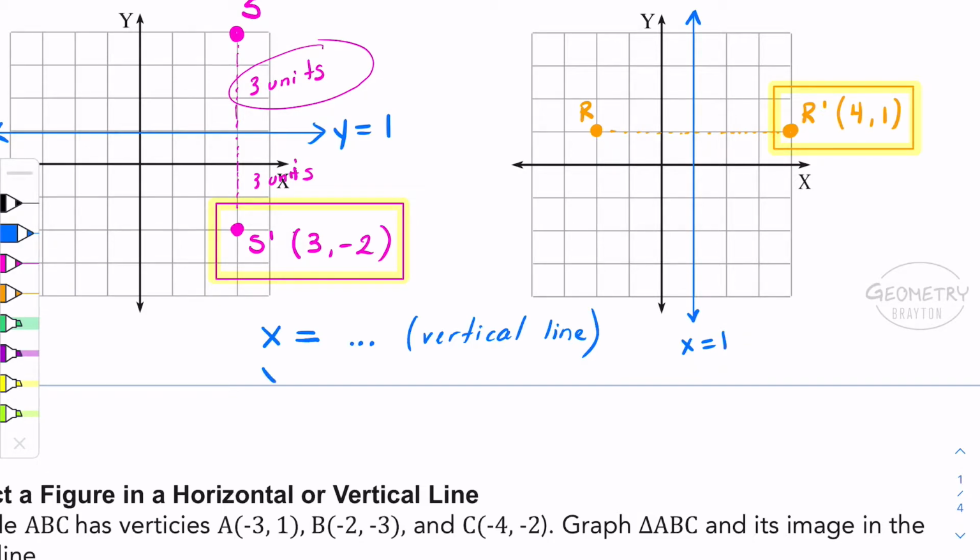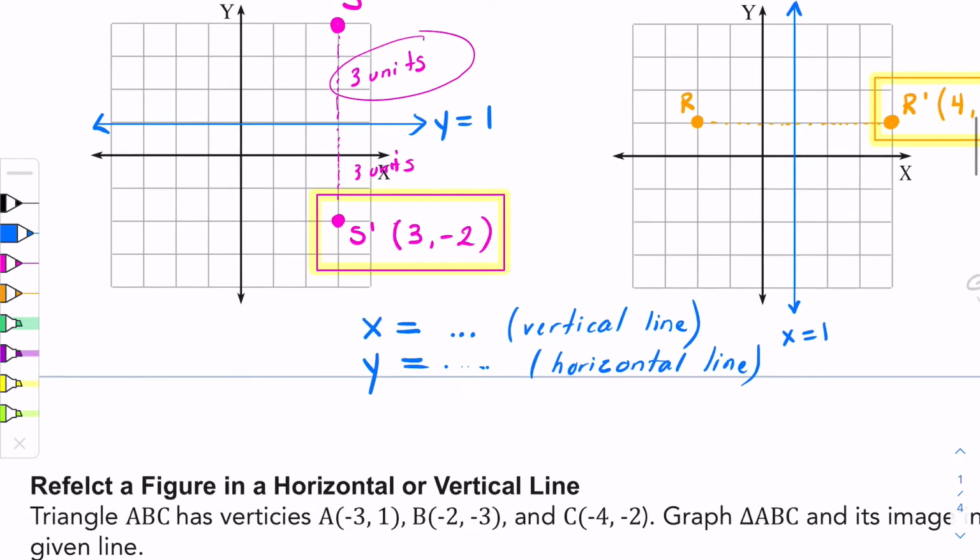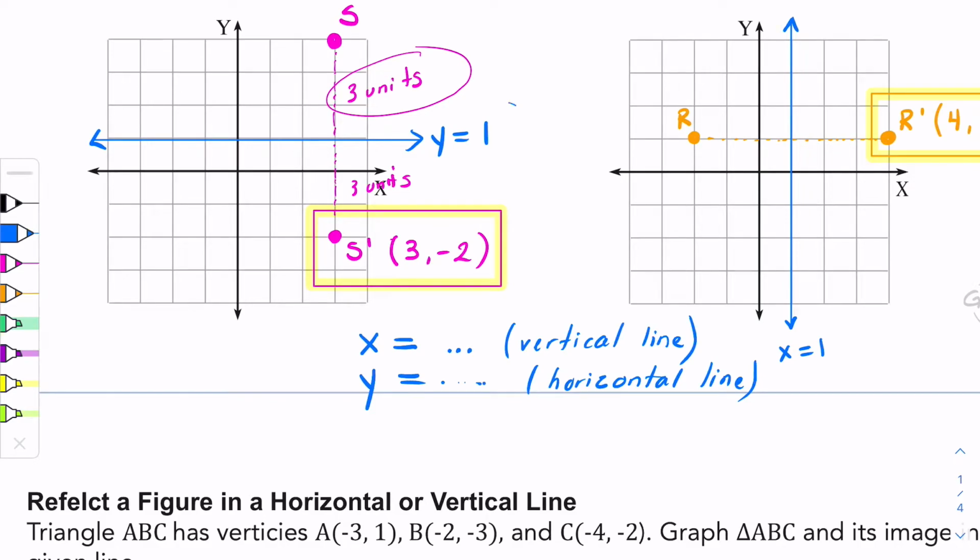If you're graphing the line y equals, this is going to be a horizontal line. And again, it's the line where every point on that line is equal to your y value. We have an example here of y equals 1. Any point on that line has a y value of 1.